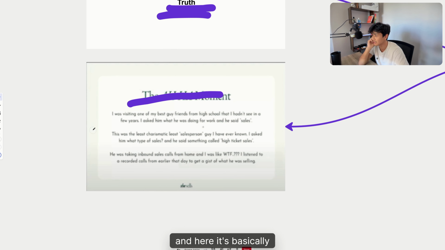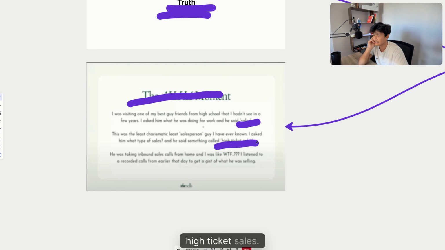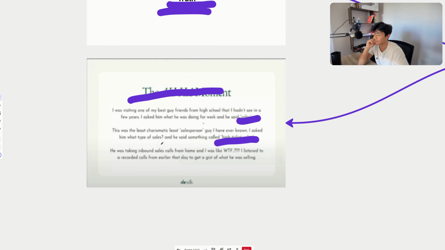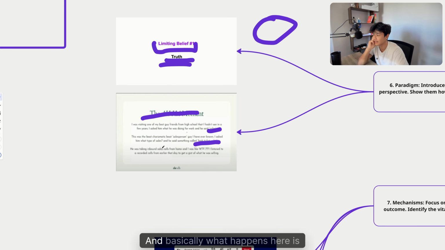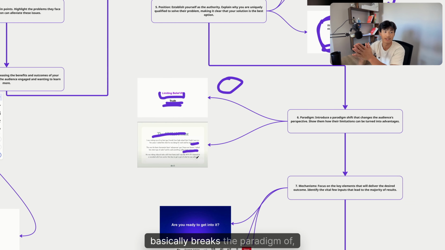And here it's basically, "I was visiting one of my best guy friends from high school. I asked him what he does. He said sales. This was the least charismatic, least salesperson guy I have ever known. So I asked him what type of sales, and he said high ticket sales." So this is from Shelby Saps, and basically what happens here is she breaks the paradigm of a normal salesperson needing to be salesy.